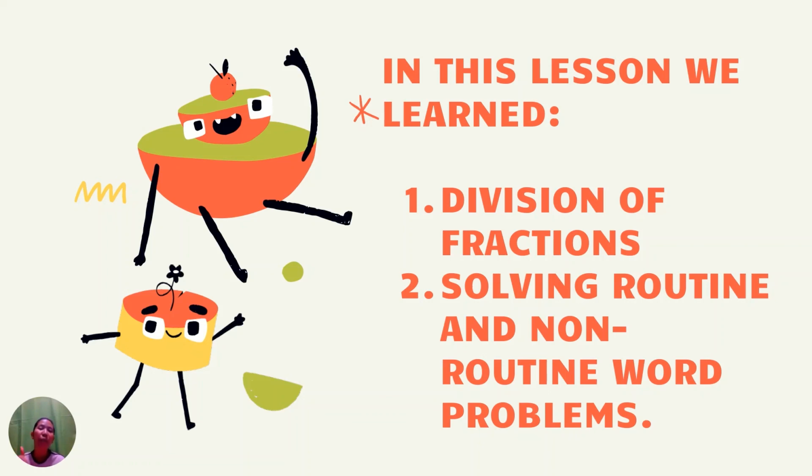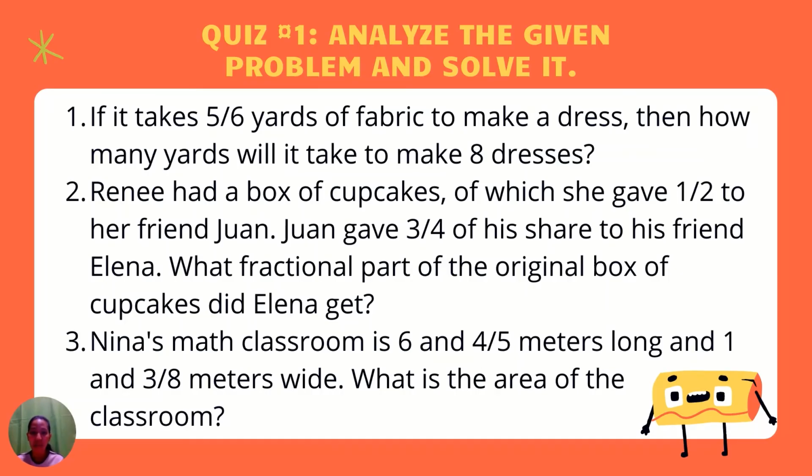What are those? Number 1, understand. Number 2, plan. Number 3, solve. And number 4, check. Okay? So, those are the things that we tackled for today. Okay, if you are ready, get another set of your pen and paper to answer this quiz. I will read for you, okay? You have 5 word problems to solve, okay?